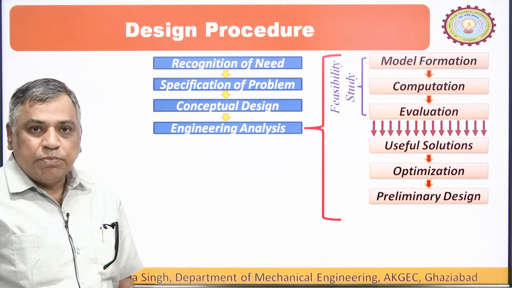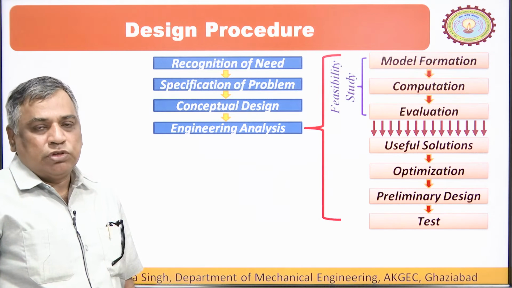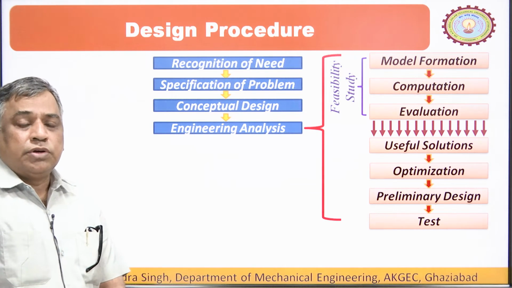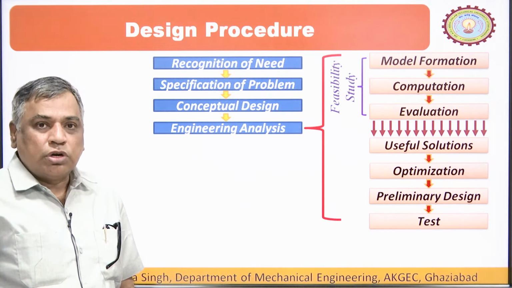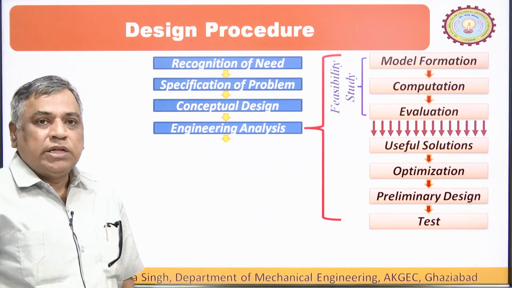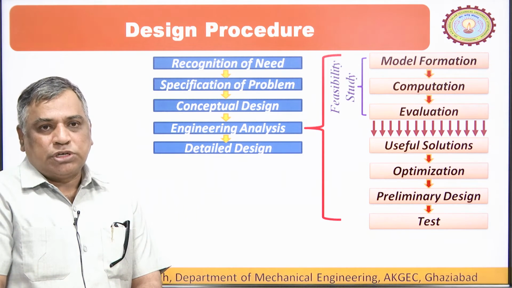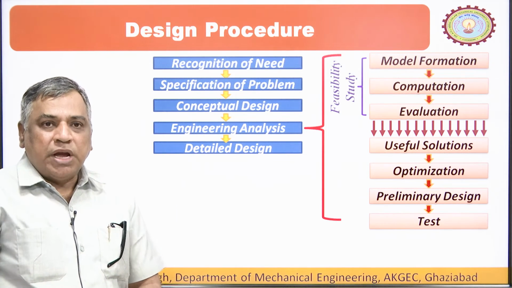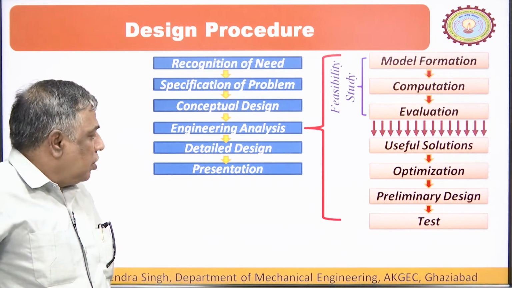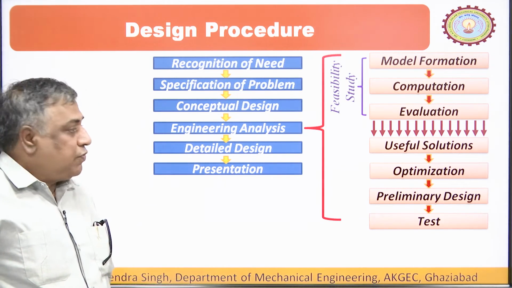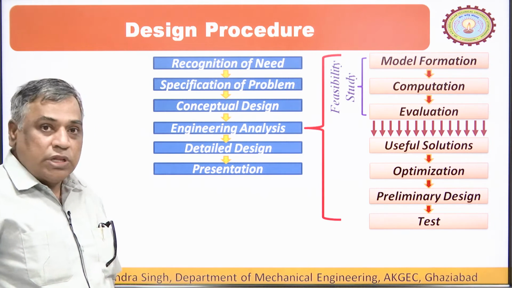This is called the preliminary design, and after preliminary design we will test it for the design condition, whether it is successful or not. If it is successful in design, then we will prepare a detailed design in which we will prepare various sheets for the production part drawing, various drawings we will make in the detailed design, and after detailed design we provide a presentation in front of the authority which will approve this design and permit it to the production level.